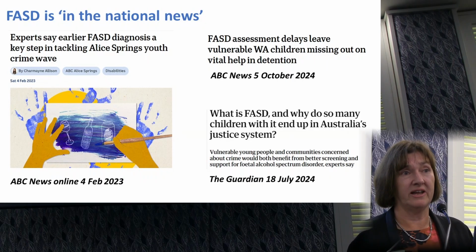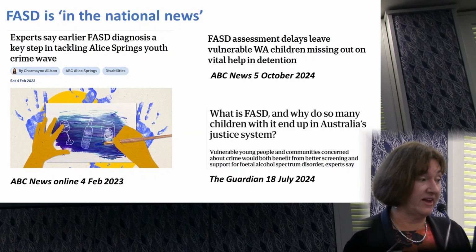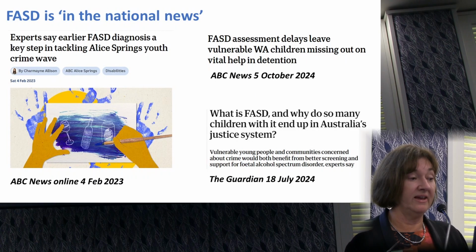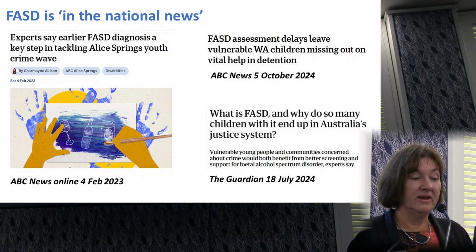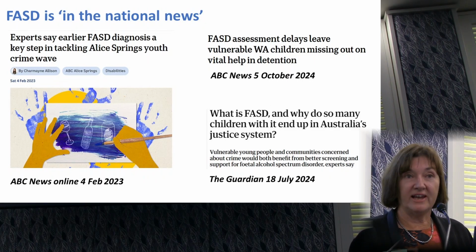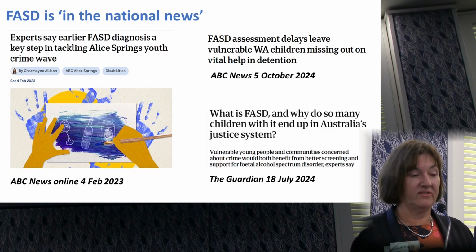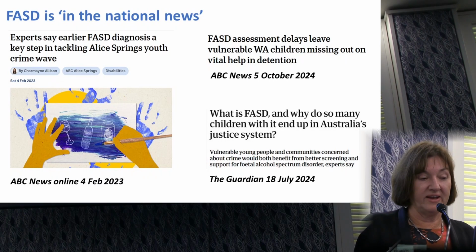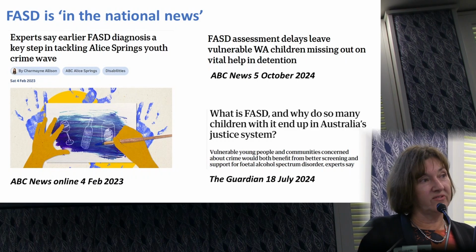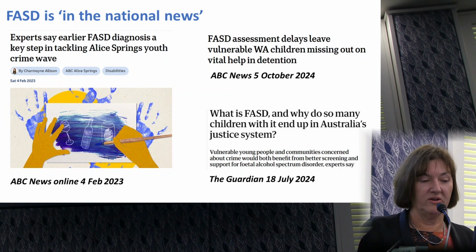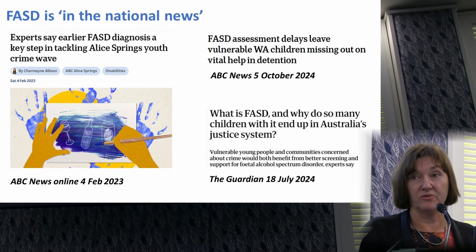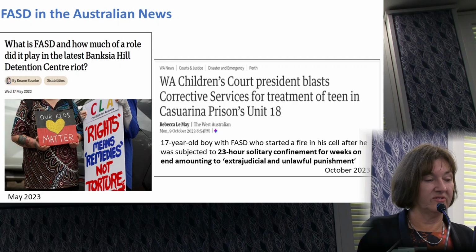We've all heard about the civil unrest in Alice Springs. Some of that has been attributed to FASD, and experts there have said that an earlier diagnosis will help tackle that crime wave. In Western Australia, delays in assessment for FASD, it said, leave vulnerable children missing out on vital help, and we can well believe that. And this has prompted some commentary recently in The Guardian. What is fetal alcohol spectrum disorder, and why do so many children end up in Australia's justice system?